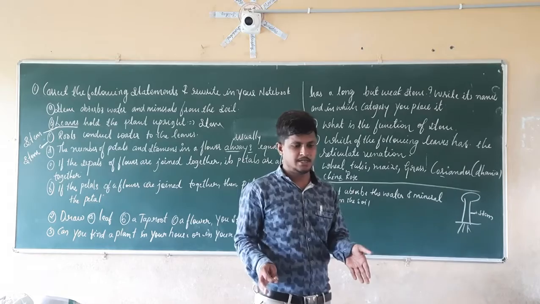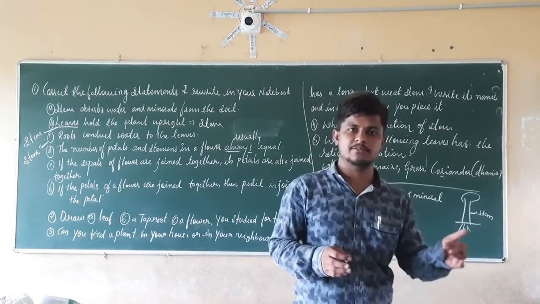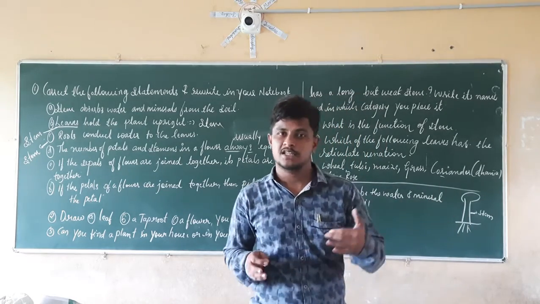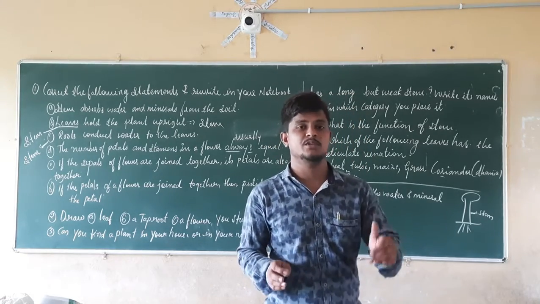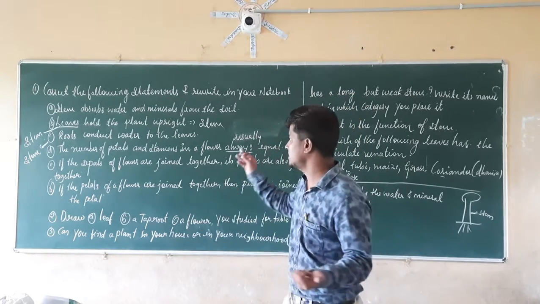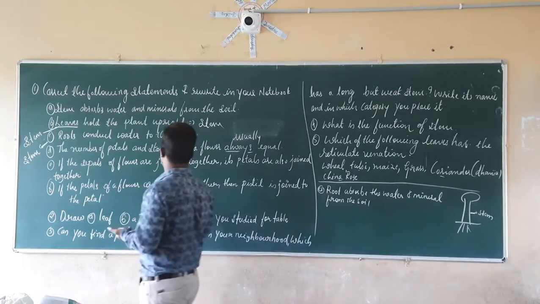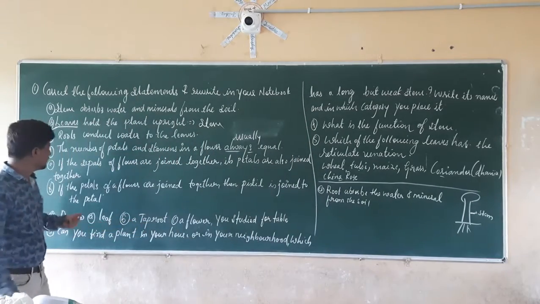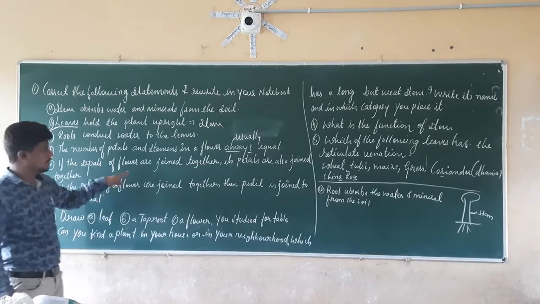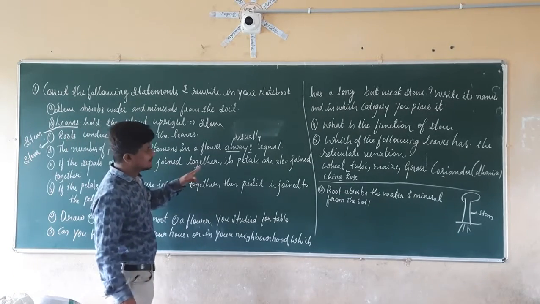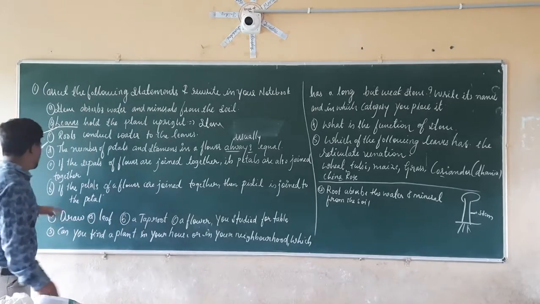If the number of petals is equal to 2, the number of stamens may or may not be equal to 2. But usually they will be equal. So here instead of always we are going to take usually. The next statement, number E: if the sepals of a flower are joined together, its petals are also joined together.